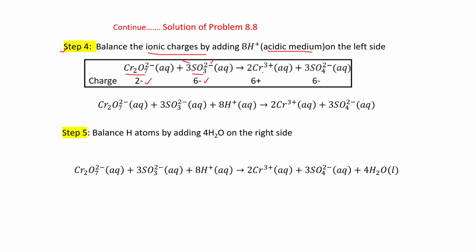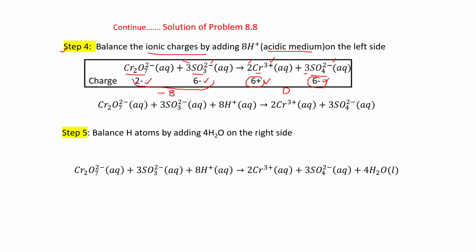On the product side, each chromium ion carries 3 positive charge and there are 2 chromium ions, so the total positive charge is 6. Each SO4 2- carries 2 negative charge and there are 3 SO4 ions, so the total negative charge is minus 6. Now add this minus 6 and minus 2, it is minus 8. On the product side, this is plus 6 and this is minus 6, so this is 0.